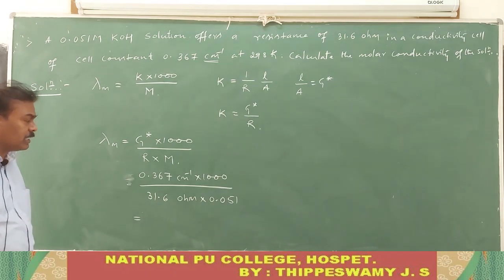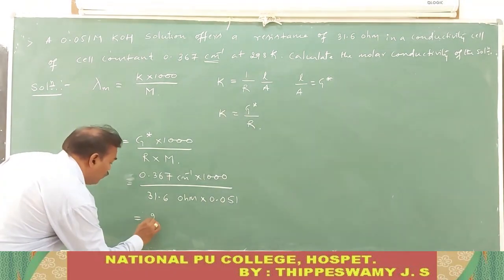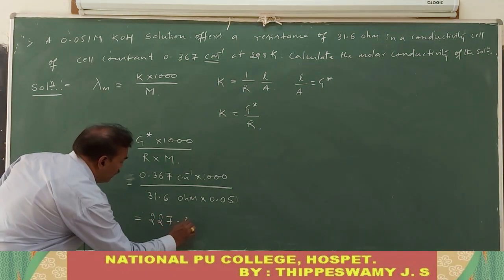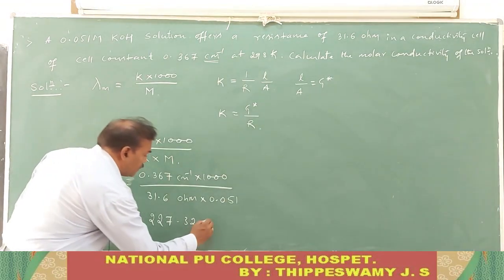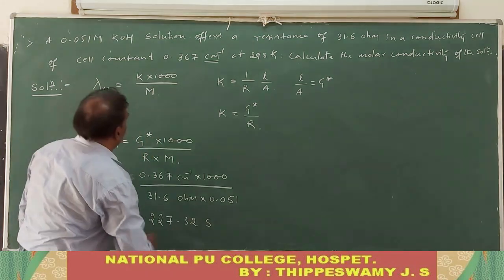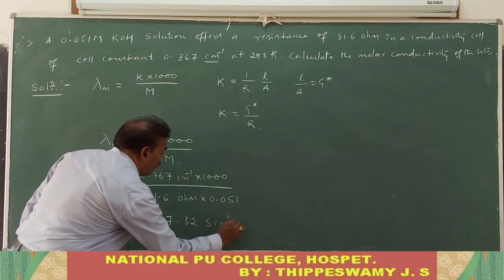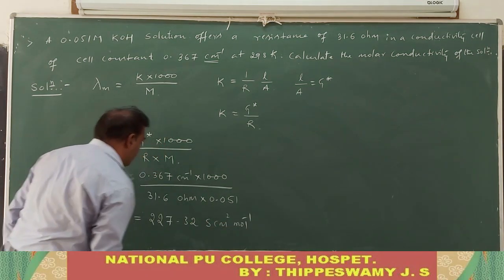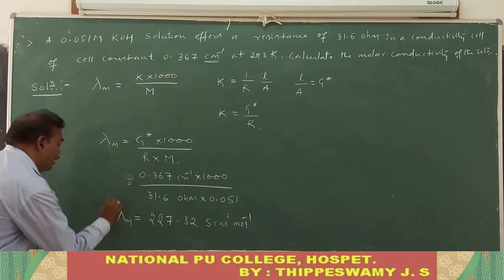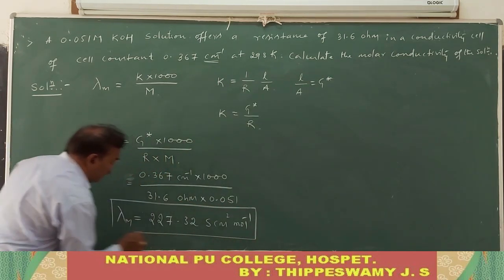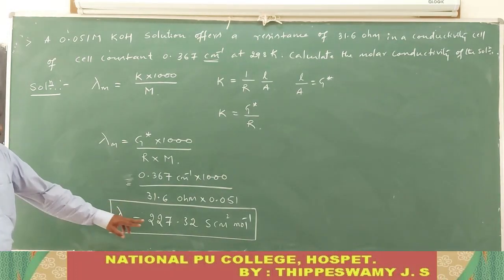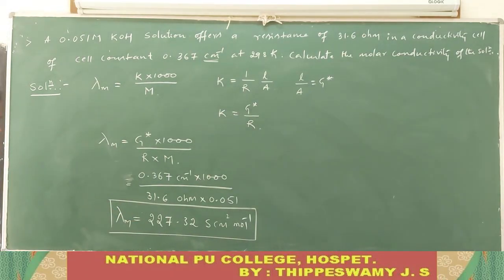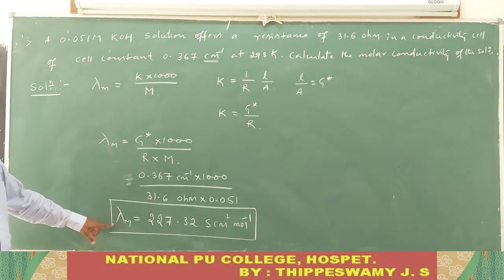What is your answer? Can you tell me? 227.32 Siemens centimeter square per mole. So this is the value of lambda m. You can use the calculator for simplification and finally get the answer, that is 227.32 Siemens centimeter square per mole. So this is our answer.